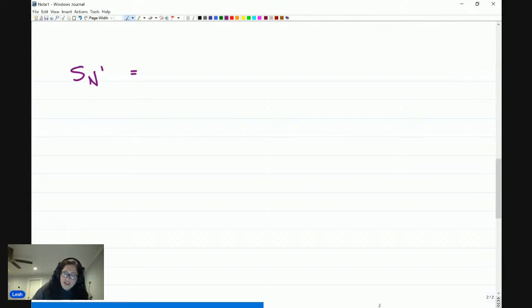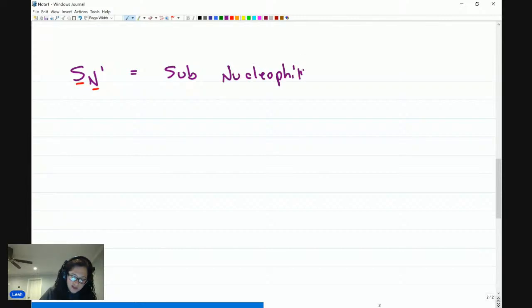We'll jump right in with the SN1 reaction. SN1 stands for, the S is substitution, which I'll write as sub. The N is nucleophilic, and the 1, well, that's where everybody gets confused, so let's break it down.